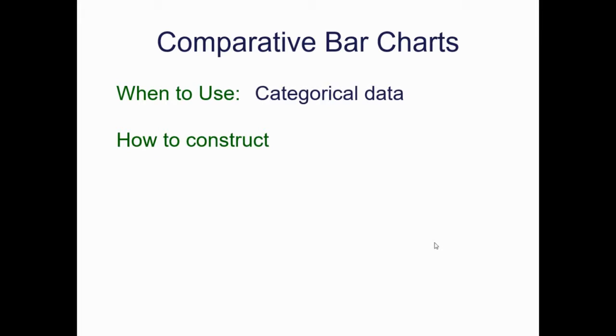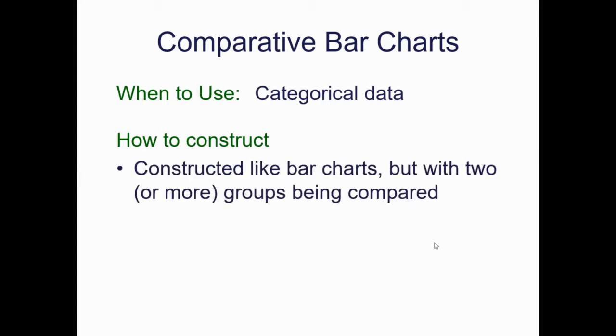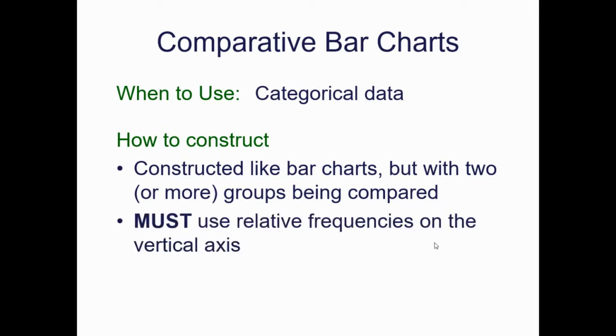How do you construct them? It's just like a bar chart, but you're going to have two or more groups that you're comparing to each other for each category. Like on the ice cream example, that would be like saying we wanted to look at the favorite ice creams in boys versus girls. So you'd have a bar for boys, you'd have a bar for girls for each flavor. You must use the relative frequencies on the y-axis.